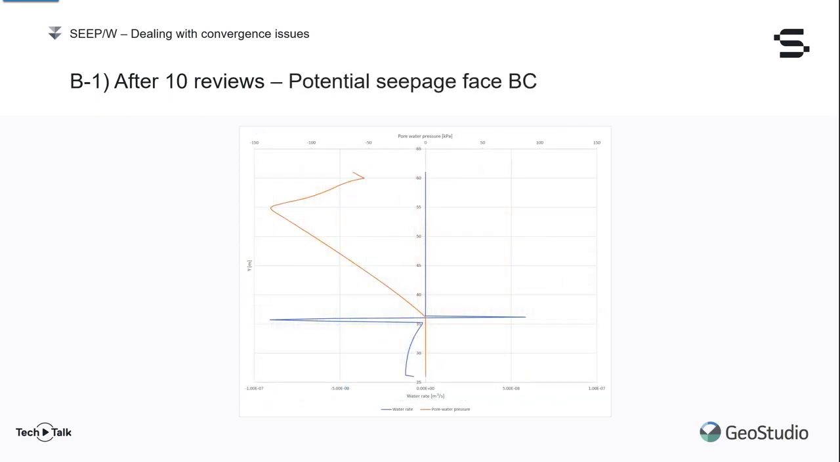If we plot the water rate and pore water pressure profiles as we did earlier, we can see that the water is still entering the domain through a few nodes, so at least another review would have been needed here.